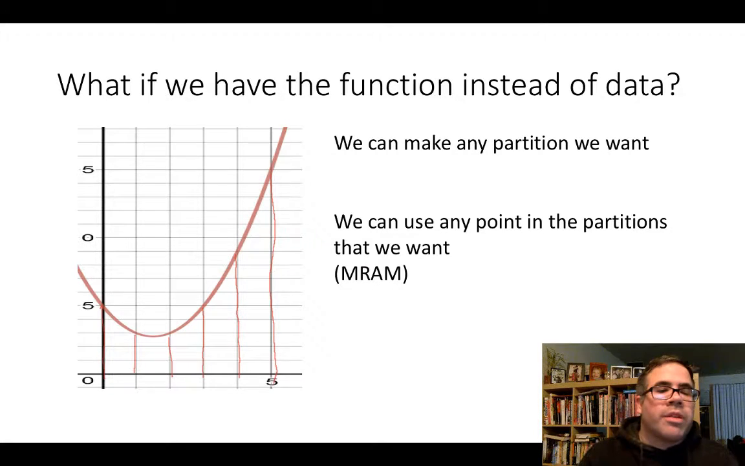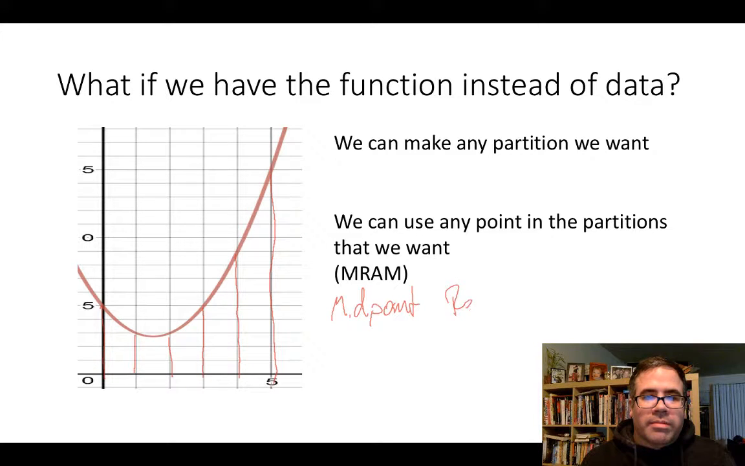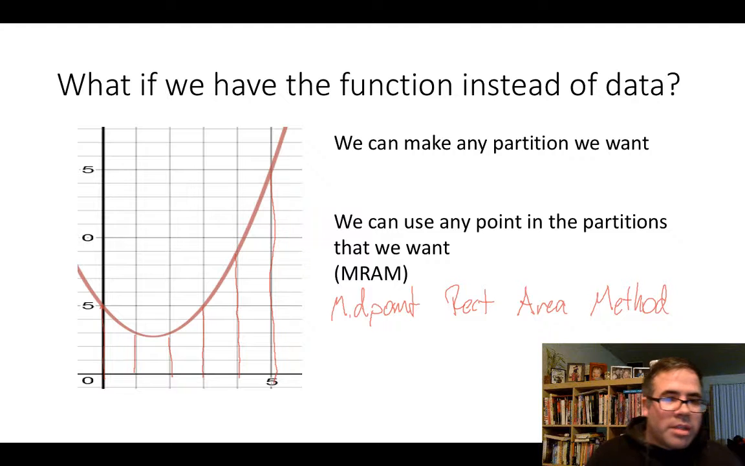I think you might have noticed so far. In addition to that, we're not confined to using the left side or the right side. We can use any point in the partitions that we want. This comes in your book as MRAM, which stands for the midpoint rectangular area method. So on this partition, instead of using this side or this side, we could just go right in the middle and draw a rectangle there. Why not?